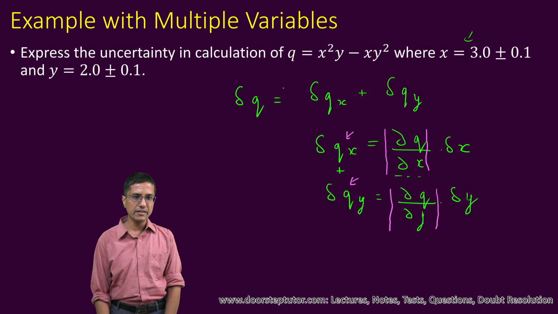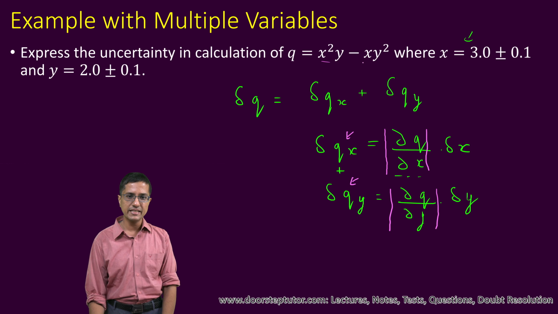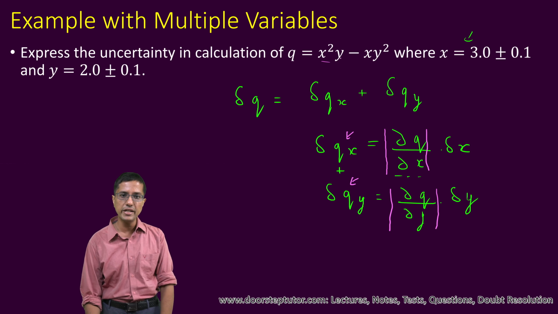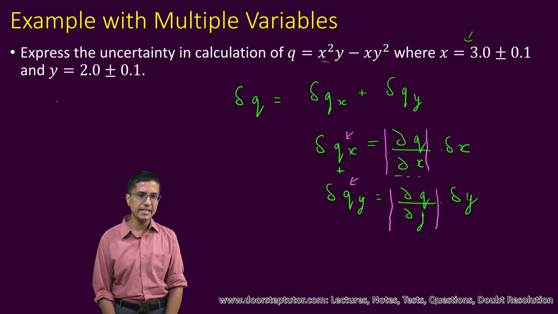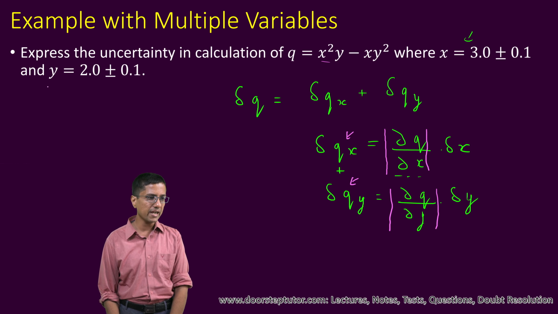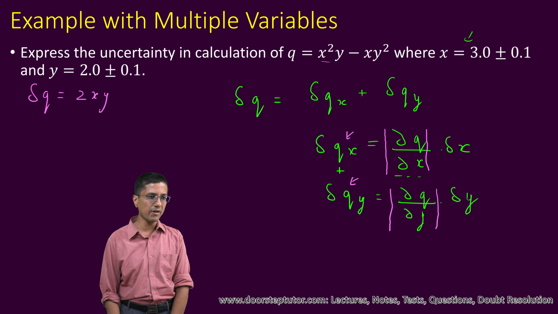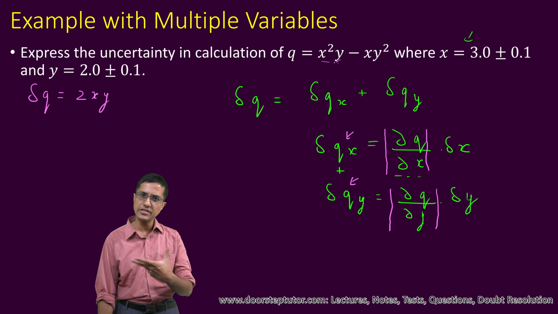Now to compute this, first we differentiate this with respect to x, holding the y constant. So y we are assuming is constant. So now we can write our delta q is equal to the partial differentiation of q with respect to x. So that is 2xy, where y is just a constant, we are just treating it as a constant, minus, with respect to x, y is just a constant. So this becomes y squared.